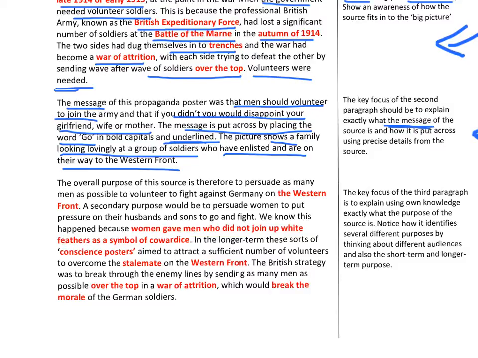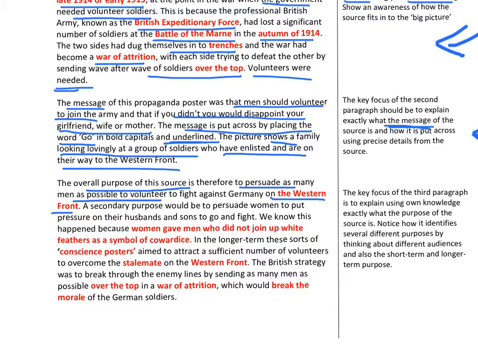And you then move to the final paragraph, which is really, really focusing in on the purpose, which is what the question is asking you to make several points on. So the overall purpose is to persuade as many men as possible to volunteer to fight against Germany. Words in red are own knowledge all the way through. So again, you keep putting in own knowledge on the Western Front.